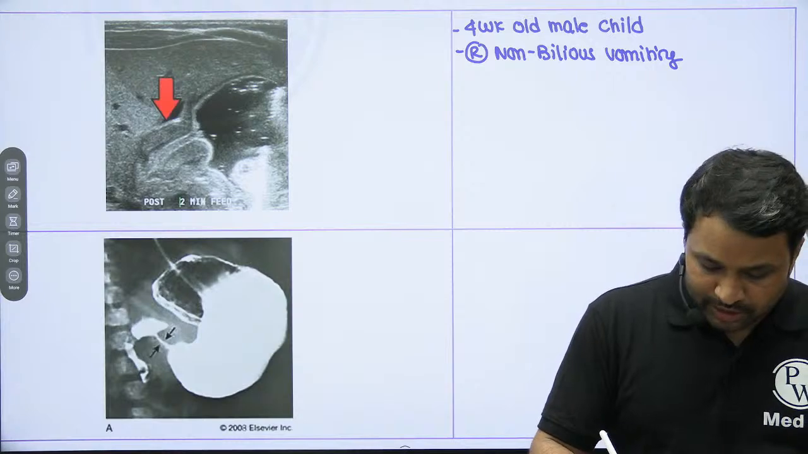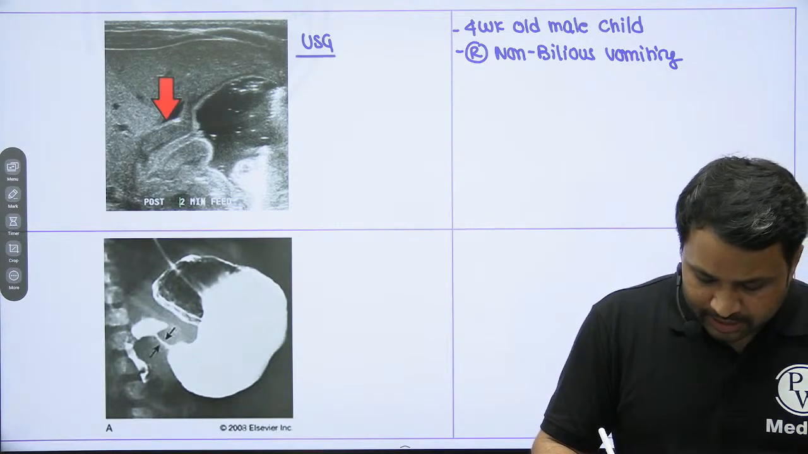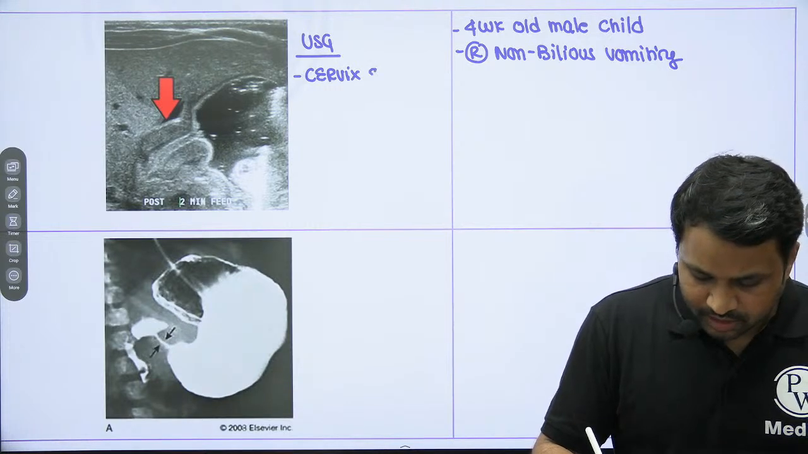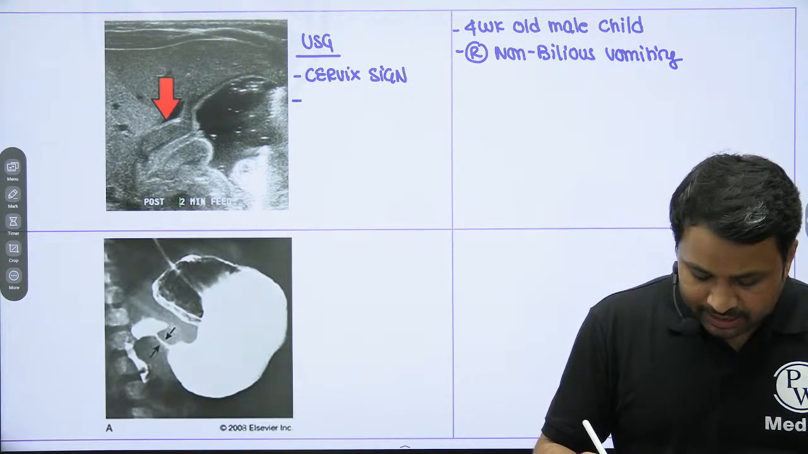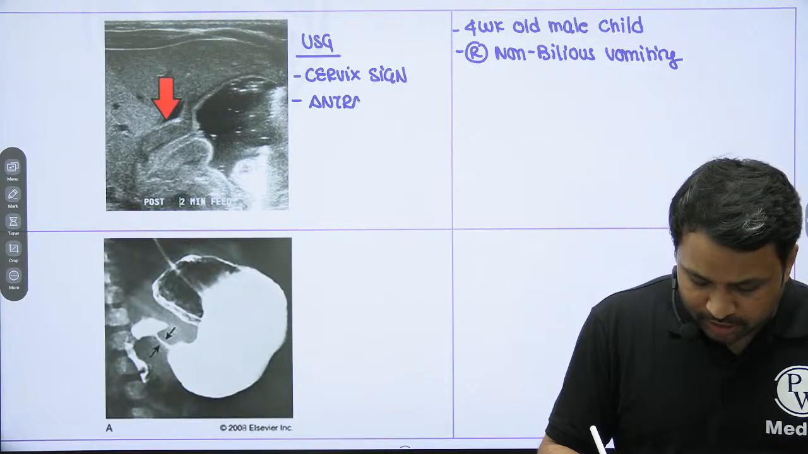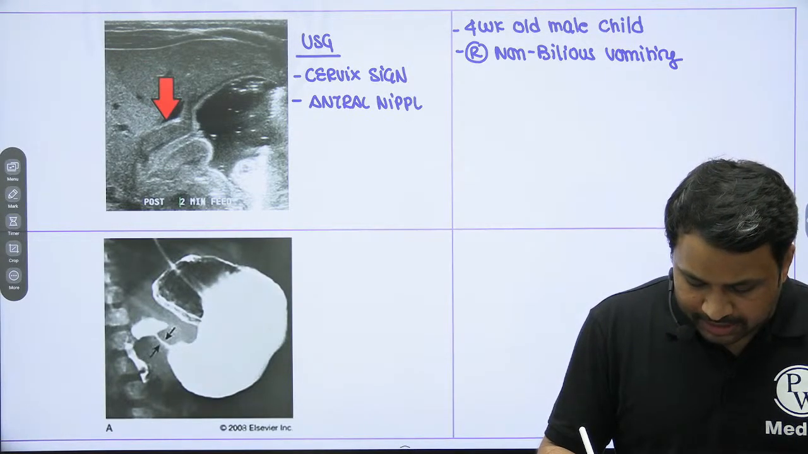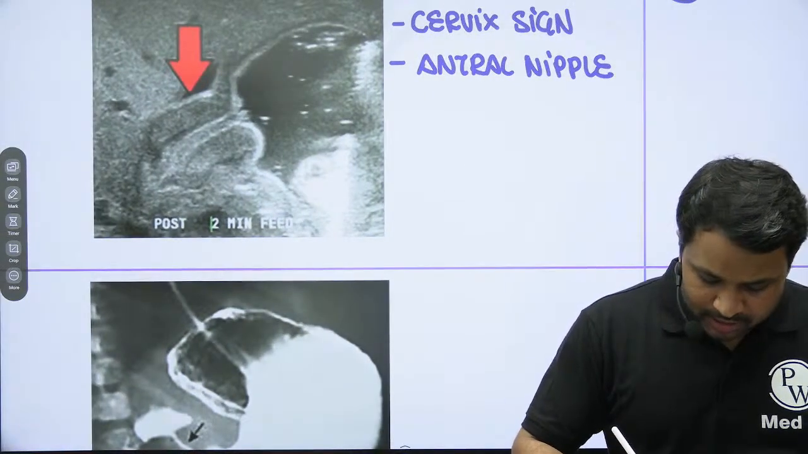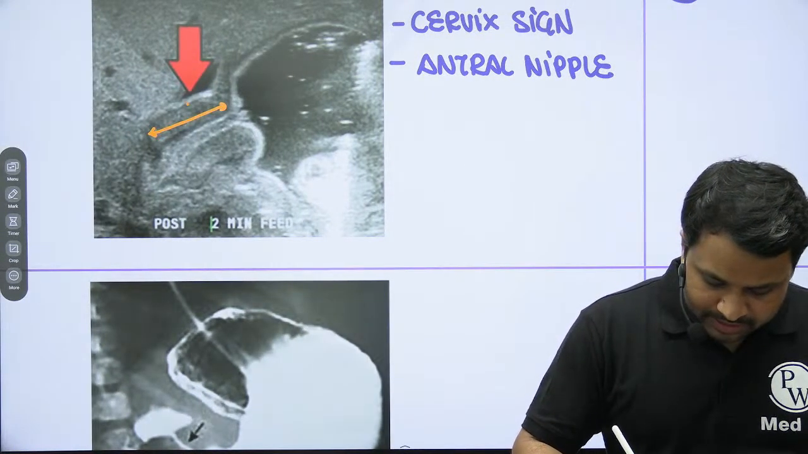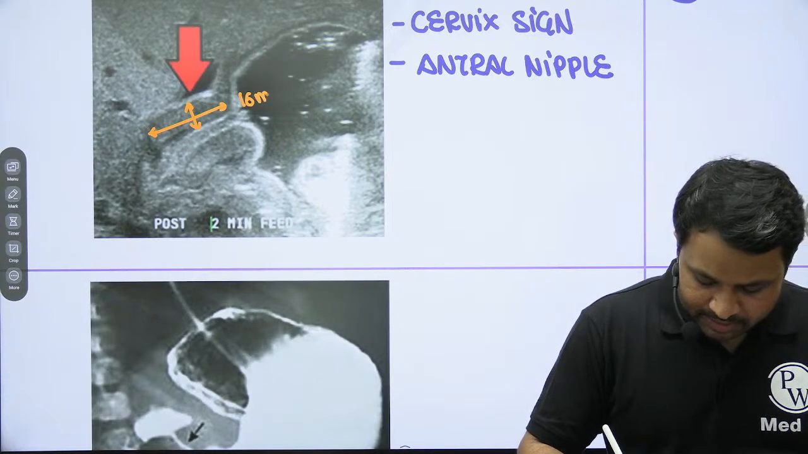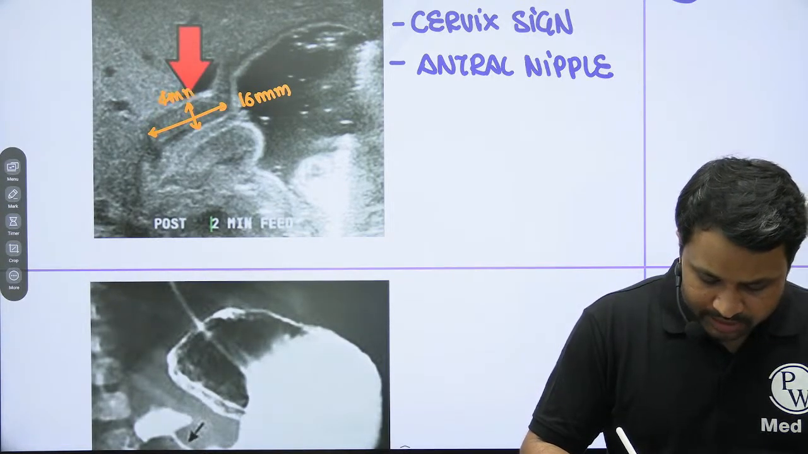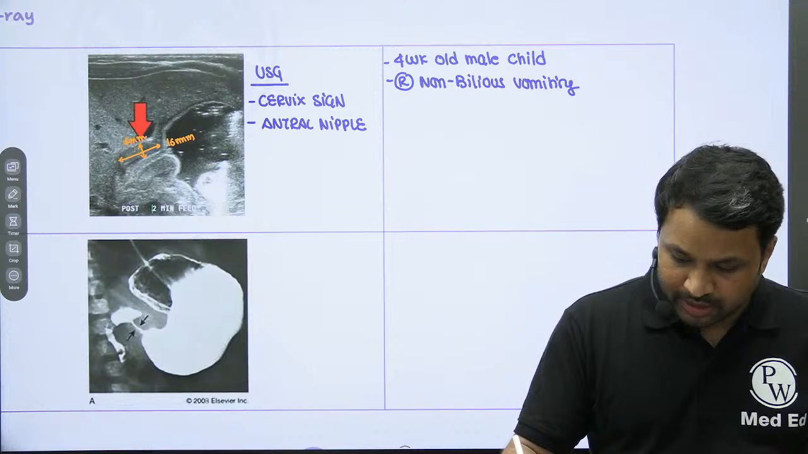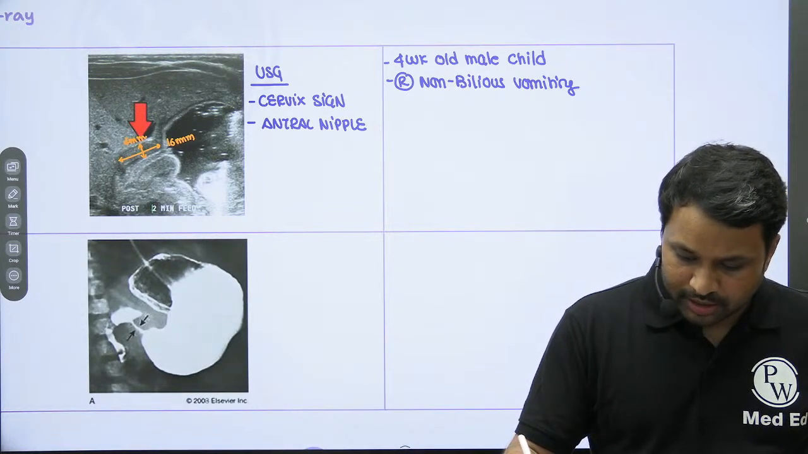I have given you the ultrasound finding. Now in the ultrasound finding, what do you see? You see there is a cervix sign. It looks like a cervix. Second, it can also be called the antral nipple sign. And when you look at this, I'm trying to measure this length and this width. I'm saying the length is 16 millimeters and the width is 4 millimeters. So now you know we are talking about the condition which is nothing but your congenital hypertrophic pyloric stenosis. So this is your CHPS.